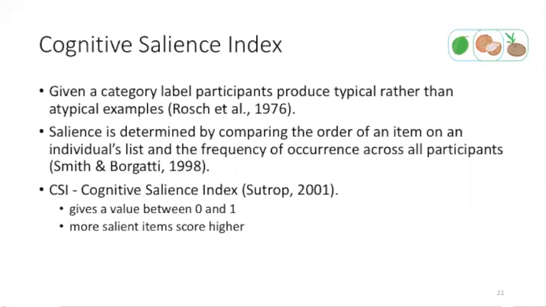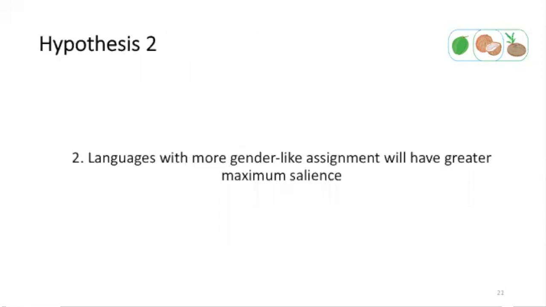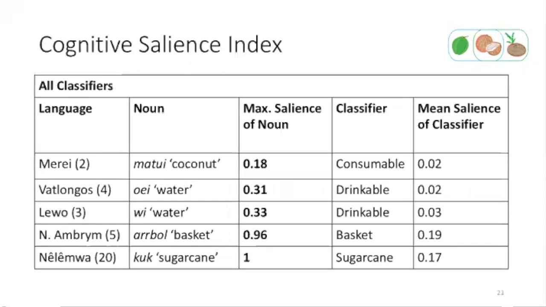It doesn't take into account the length of a participant's list, so it gives more consistent results when list sizes vary across participants. This leads us on to our second hypothesis: we think that languages with more gender-like assignment will have greater maximum salience. In order to test that, we looked at the nouns that have the greatest CSI scores across all the classifiers found in the languages in our sample. That's called the maximum salience, and that's shown in the third column here.